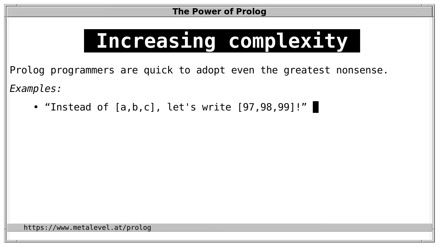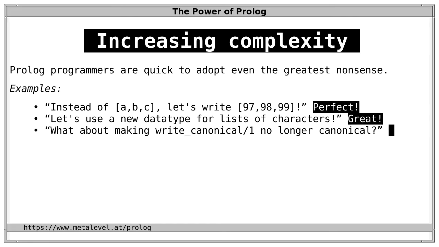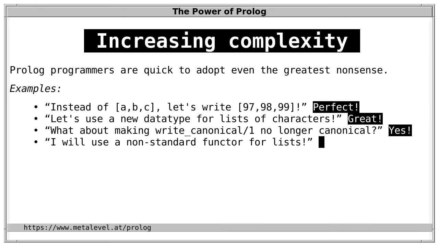For instance, suppose I say, let's forget lists of characters and instead write characters using their ASCII codes. Then Prolog programmers, especially from Edinburgh, will adopt this easily. Or even more extremely, let's forget lists and use a new data type for list of characters. Then Prolog programmers will also adopt it. Another such idea is, for example, to say, let's make write canonical no longer emit the canonical representation of a term, but something else. Yes, of course. Or what about deviating from the standard entirely and using a different functor for lists? Perfect, right? And so on.